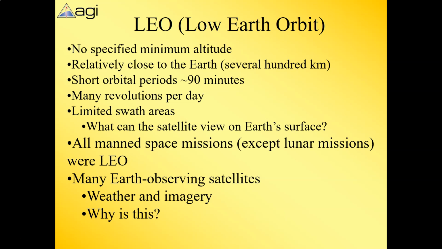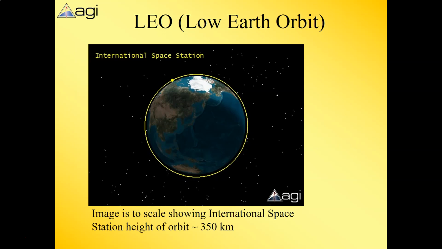But why is weather and imagery what we think of when we're thinking of these Earth-observing satellites or orbits? If we consider the fact that it's so close to the Earth, we can get very, very high resolution imagery of it, and we're going to see maybe the same kind of place along the Earth over and over again. These LEO orbits are great because we can get real high resolution at these close distances.